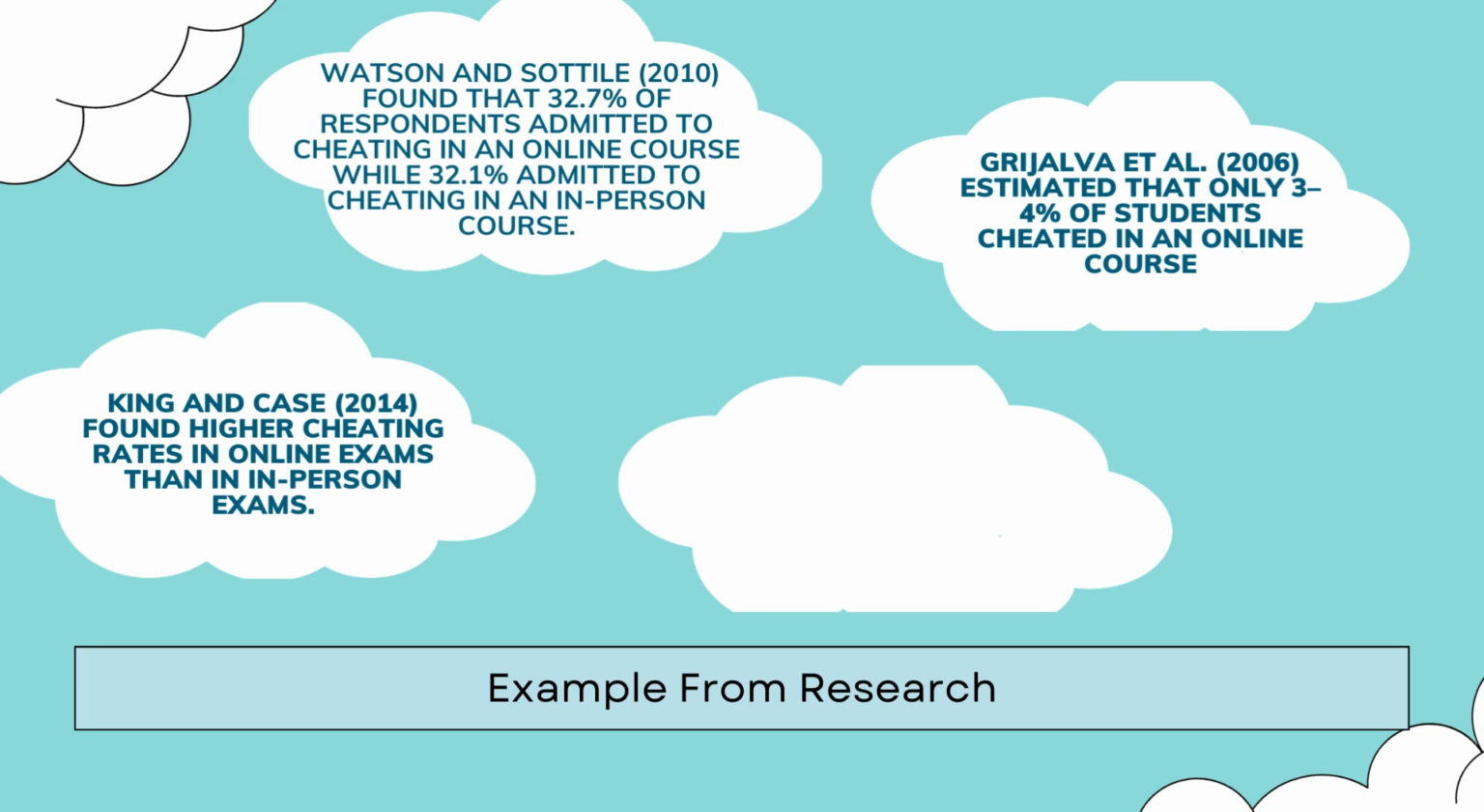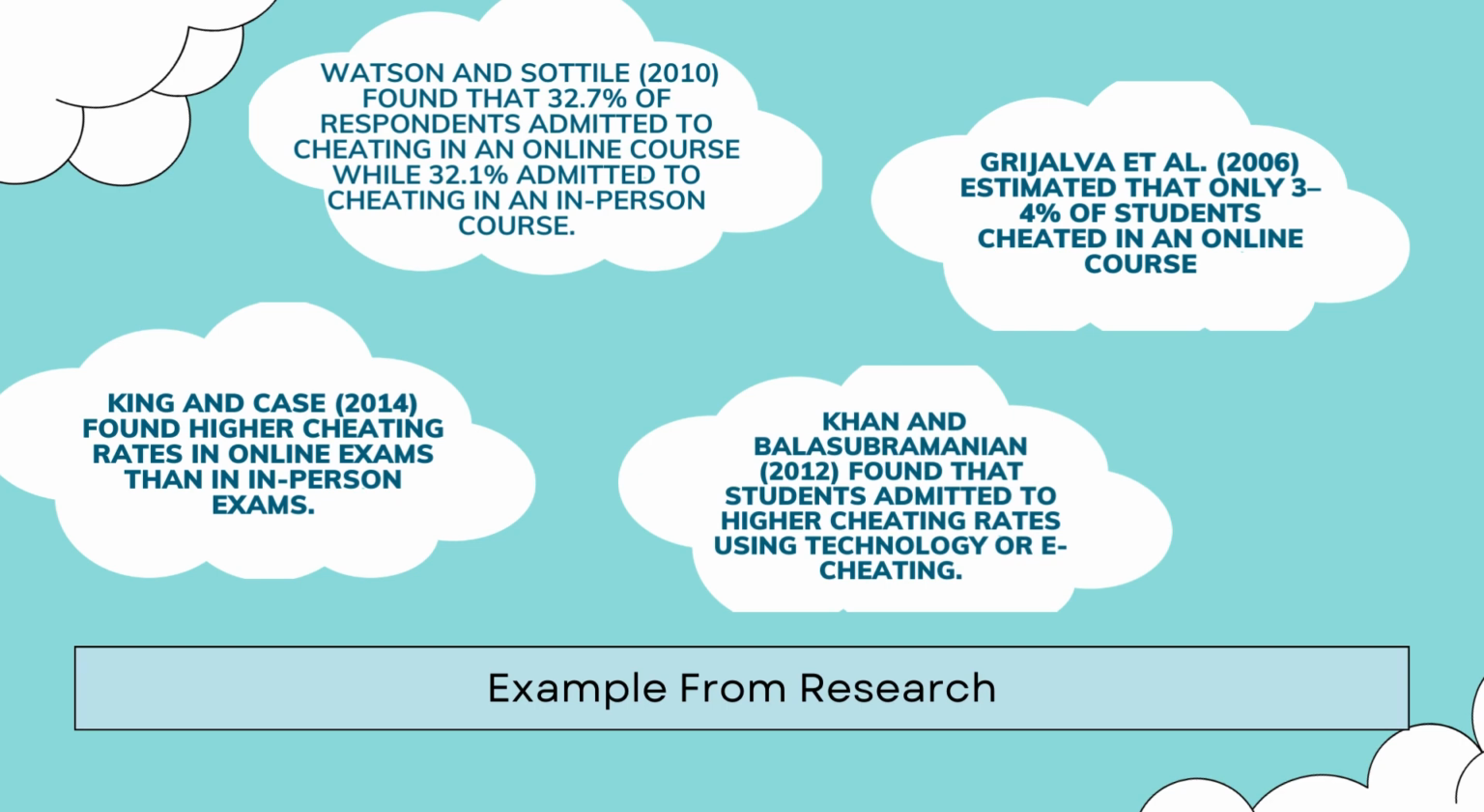And for the last one is, Han and Balasubramaniam in 2012 found that students admitted to higher cheating rate using technology or e-cheating by using a method questionnaire asking 224 undergraduate students.